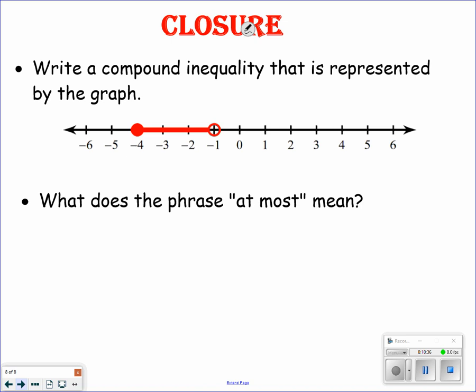Write a compound inequality that represents the graph. So here's x. It's smaller than -1 and greater than or equal to -4, because there's a closed circle. What does the phrase at most mean? I'm going to tell you right now, this is probably on your test, may even be on your final exam at the end of the year. At most is a less than or equal to, because again, if I said I have at most $10 in my wallet, then the most I can have is 10. So again, less than or equal to.